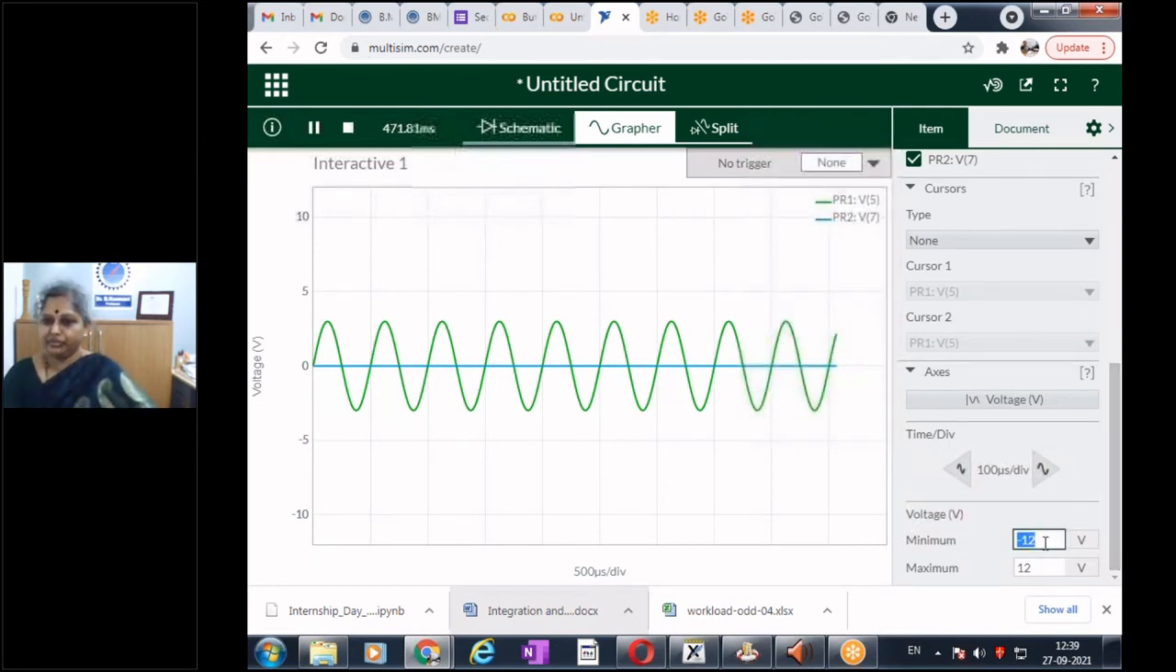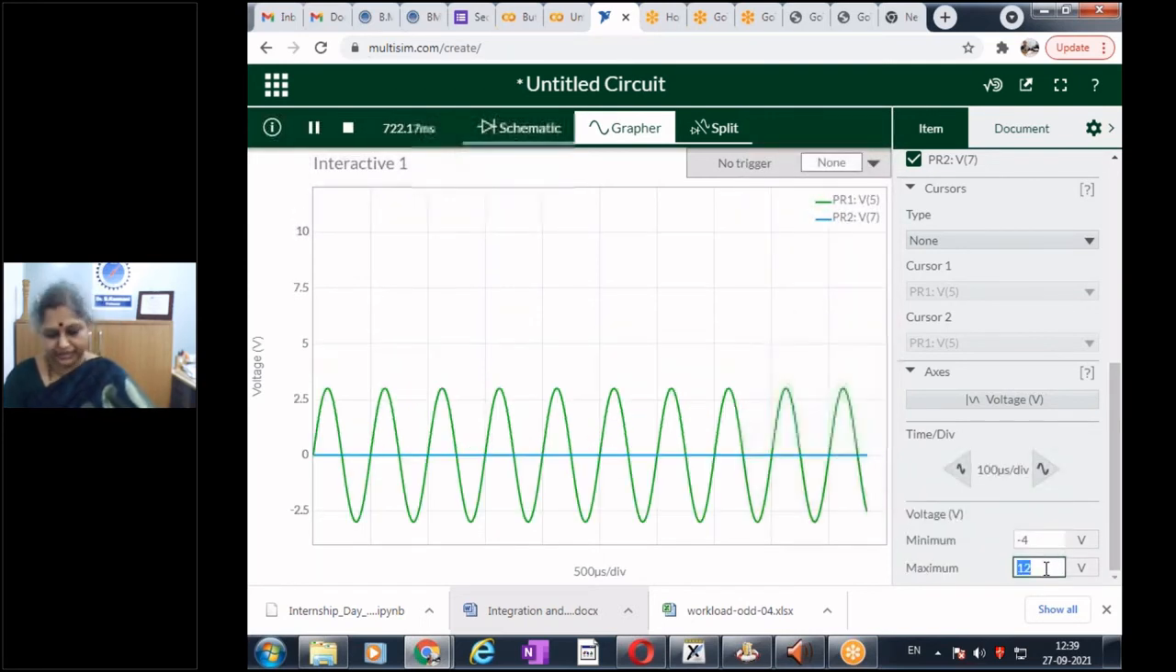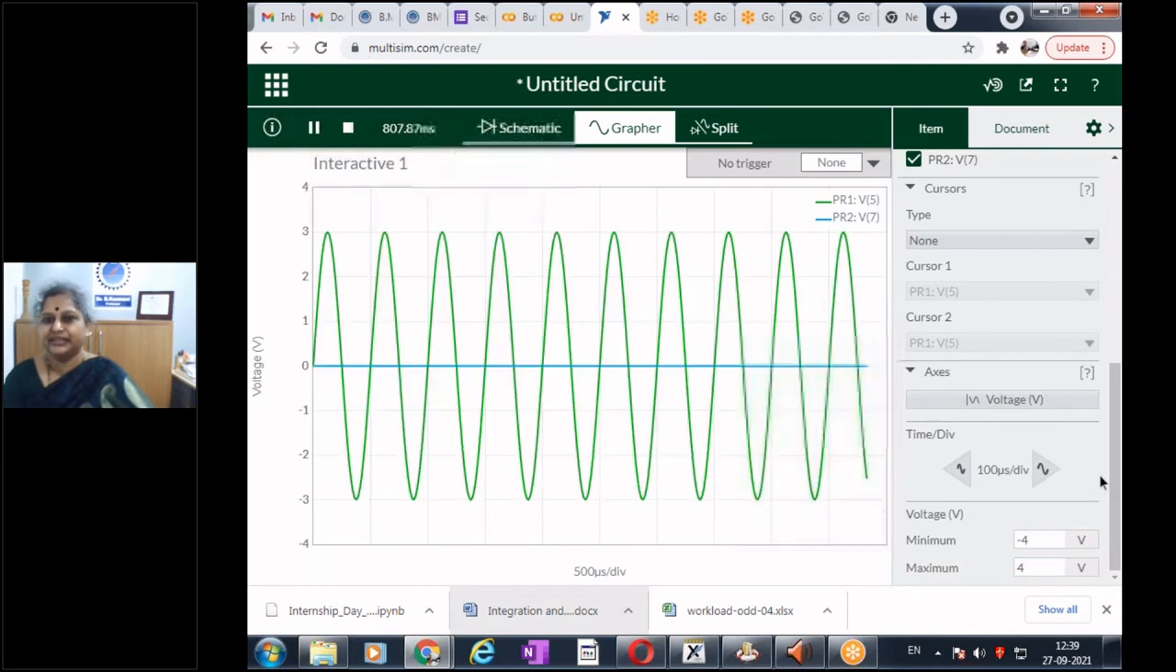Because I have given, let me expand it if you feel that I need to expand. Let us say -4 and +4, and then see the output. Output is 0. We cannot measure, there is nothing at 10 times the input. My cutoff frequency is 1 kilohertz, and when I give 1 kilohertz, my output is almost 0.